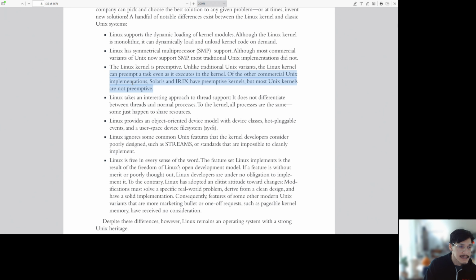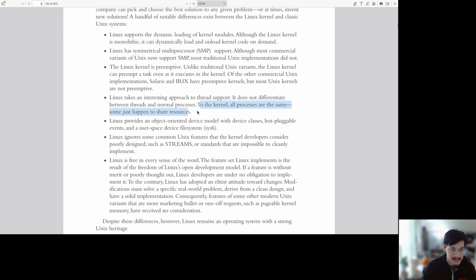Anyway, Linux takes an interesting approach to thread support. It does not differentiate between threads and normal processes. So in Linux, there's no such thing as a process, and then the process has many threads. It's just a bunch of threads or thread-like structures. To the kernel, all processes are the same, just some happen to share resources.